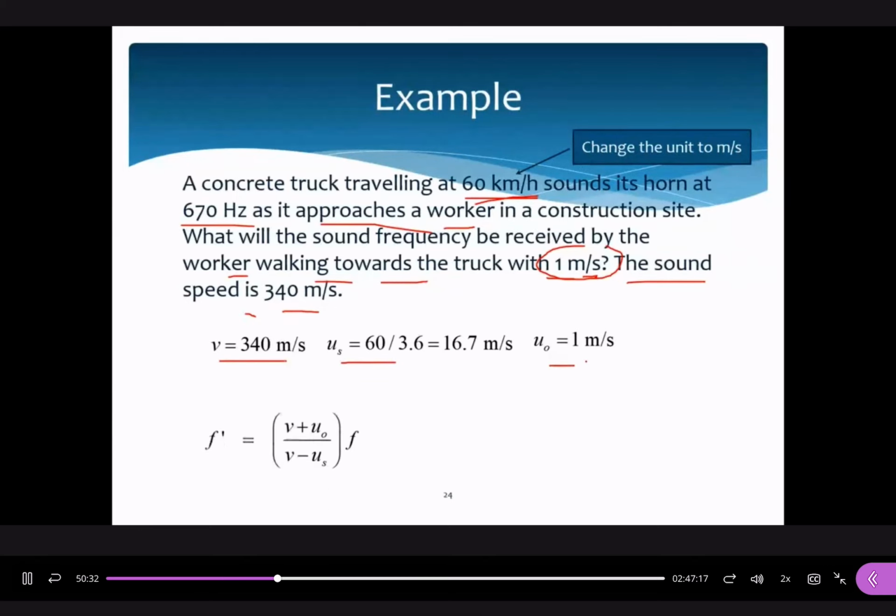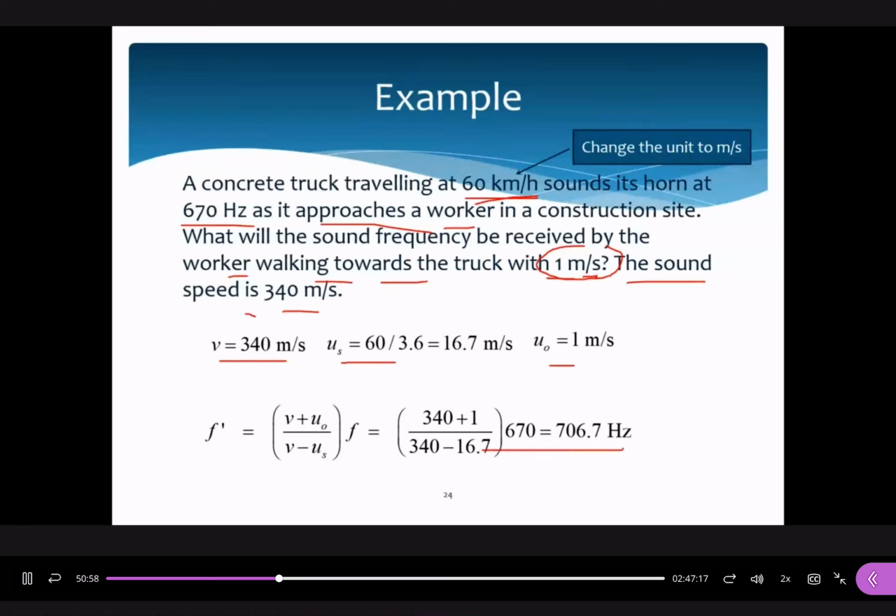Okay, and then we call this equation. You can substitute all the values given here into this equation. You can find that the detected frequency received by the worker becomes 706.7 hertz. When you consider these situations, the frequency generated by the car is 670, but the detected frequency received by the worker becomes higher, correct?